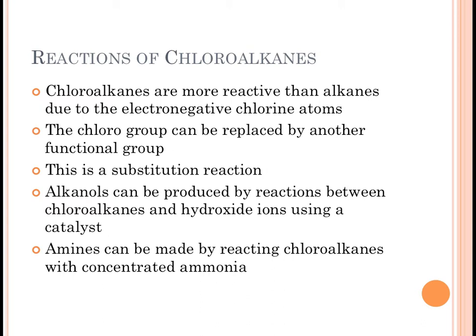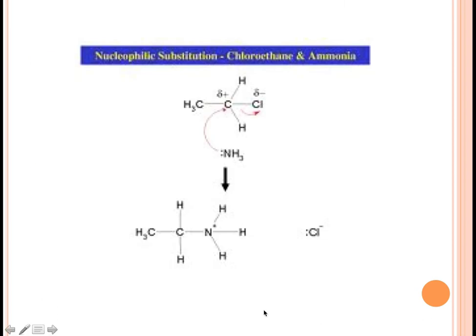because the electronegative halogen is much more reactive. Okay? It essentially weakens that bond, so it can be replaced with another functional group. Because we're replacing it, we're substituting it, so it's a substitution reaction. And we can substitute a chloro, for instance, for an alkanol, or we can substitute it for an amine group. Okay? It just depends what we reacted in. So to get an amine, we'd react it with ammonia. To get an alkanol, we'd react with some hydroxide ions. Okay?